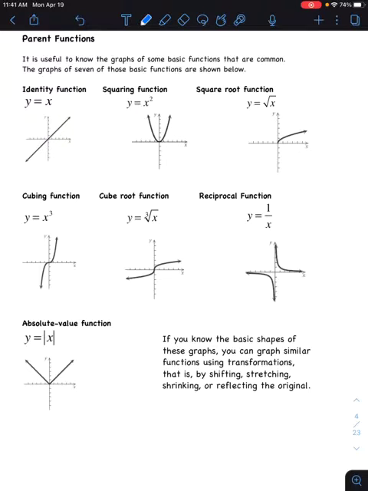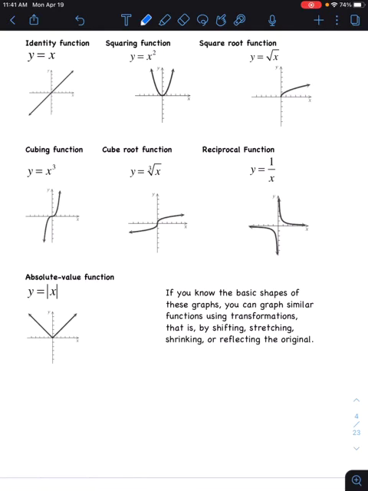So the first one on the top left is called the identity function. That's y equals x. You guys have been learning that one since Algebra 1. That's the y equals mx plus b, straight line. Here the y-intercept is 0 and the slope is an invisible one. The next one says squaring function here, but we use the term quadratic function when you have y equals x squared, and that forms a parabola whose vertex is at the origin. The third one, the square root function, is y equals square root of x. That one we have not dealt with before.